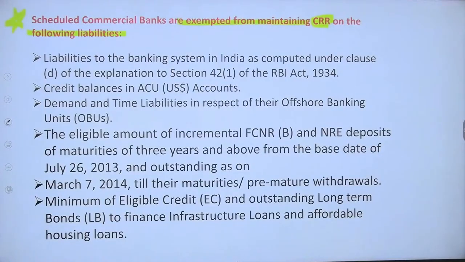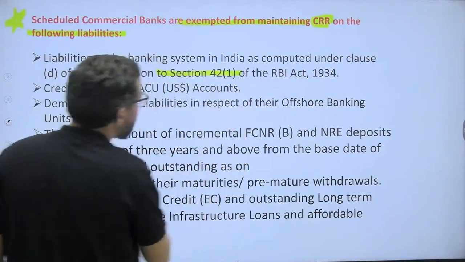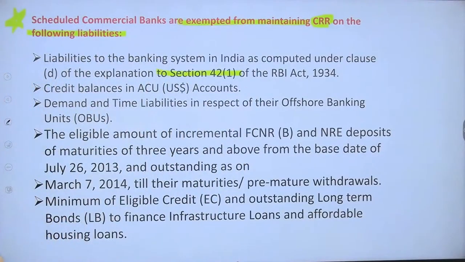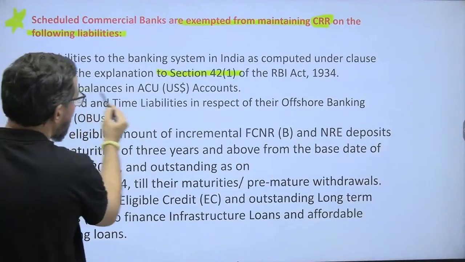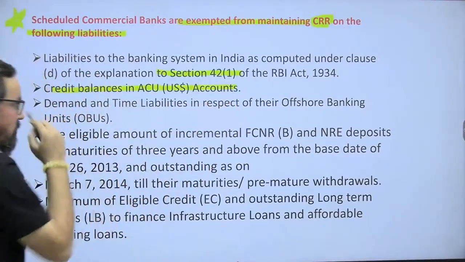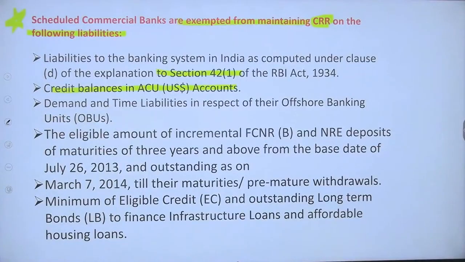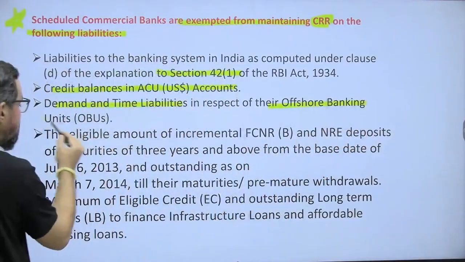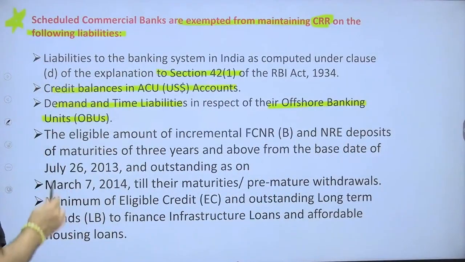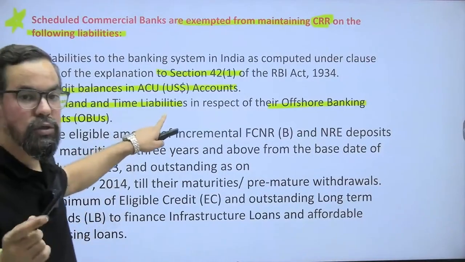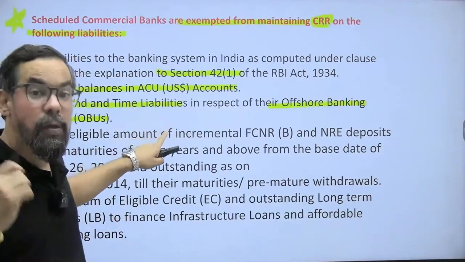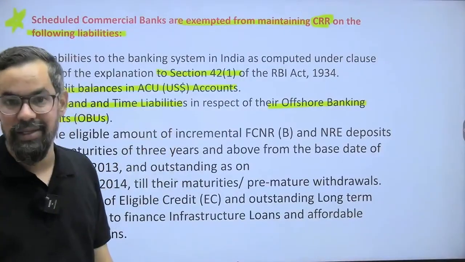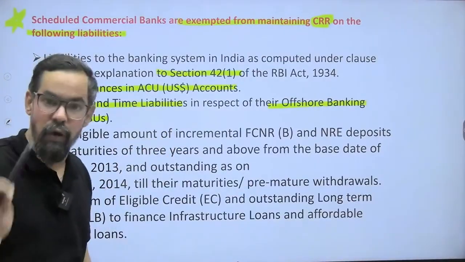Liabilities to the banking system in India as computed under clause D of the exemption to section 42 subsection 1 of the RBI Act 1934, which include credit balances in ACU dollars, that is the Asian Clearing Union. Then demand and time liabilities in respect of their offshore banking units and foreign branches, the eligible amount. Basically foreign branches, and you can also link the IBUs, because IBUs are also considered as foreign branches. Their balance sheet is maintained in foreign currency itself.